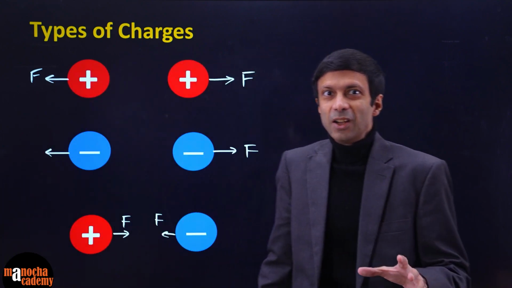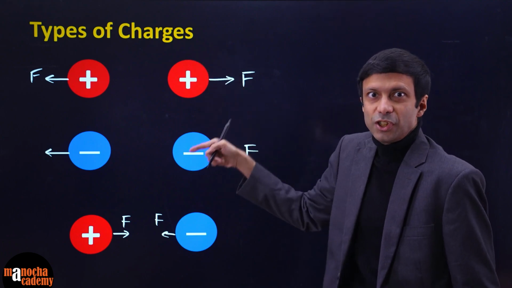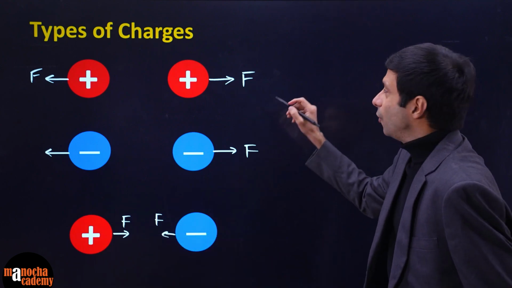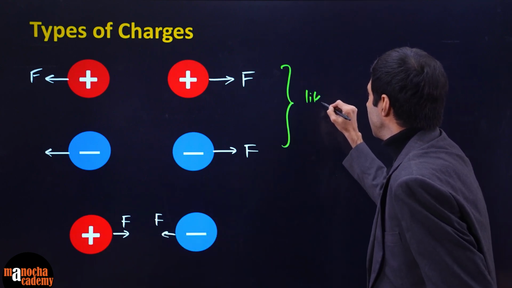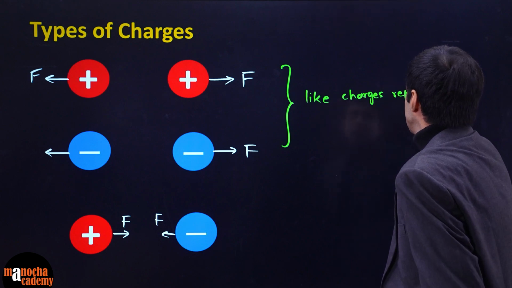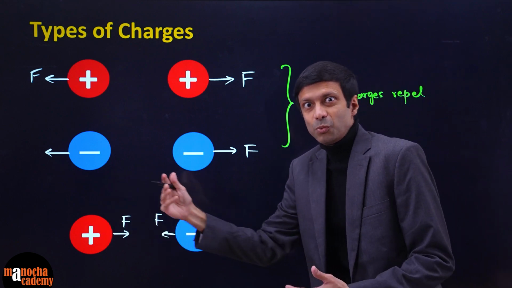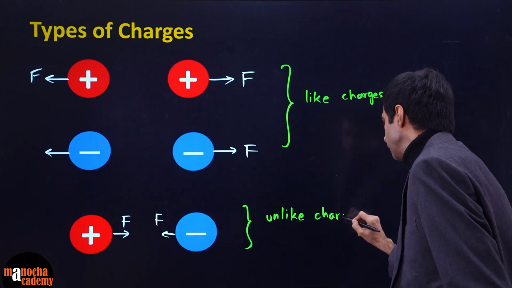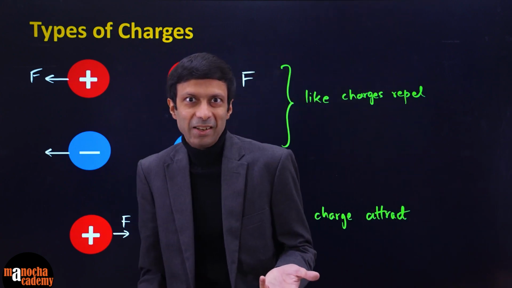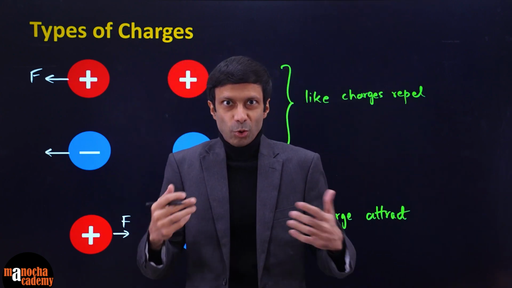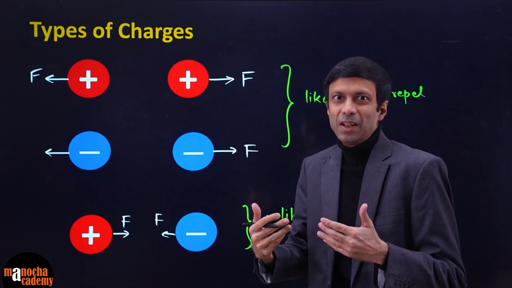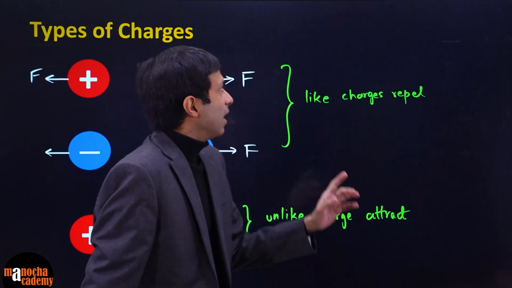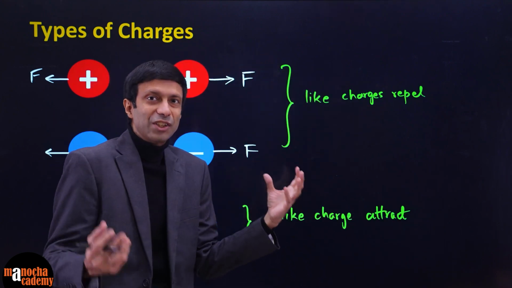So guys, as you can see, we can summarize this: like charges, same type of charge, positive, positive, negative, negative, they repel each other. So we can say like charges repel each other. But if you have unlike charges, one positive, one negative, unlike charges attract each other. And you can see it's just like magnets, right? Like in magnets, you have North Pole, South Pole, unlike poles attract each other. And like poles, North-North or South-South, will repel each other. So remember this, like charges repel each other, unlike charges attract each other.